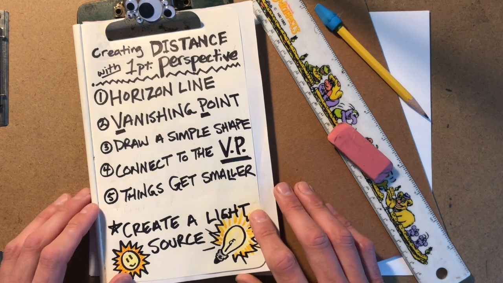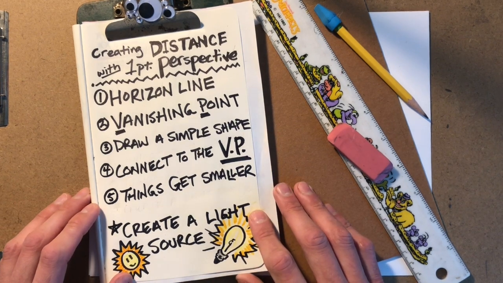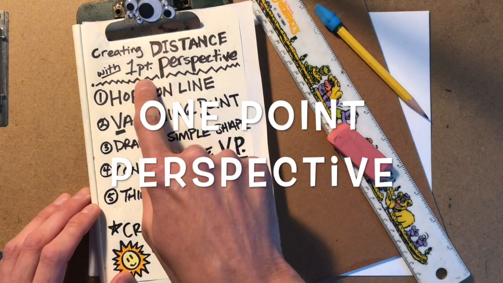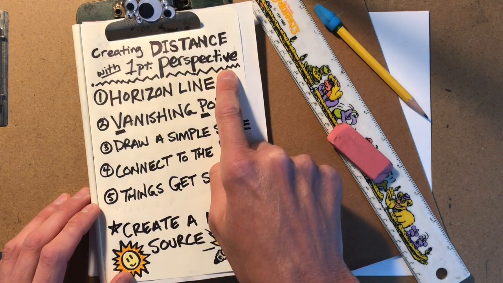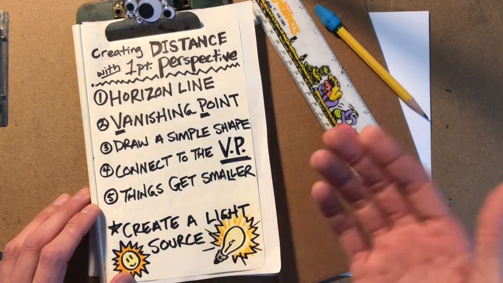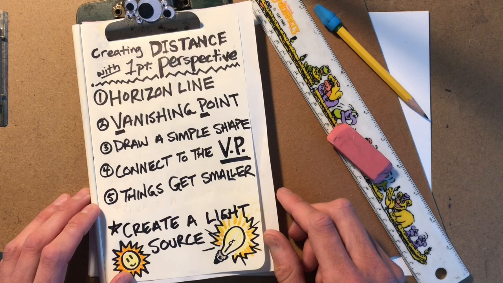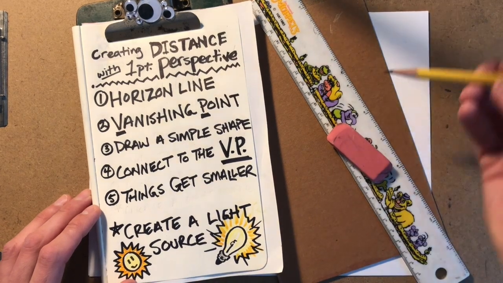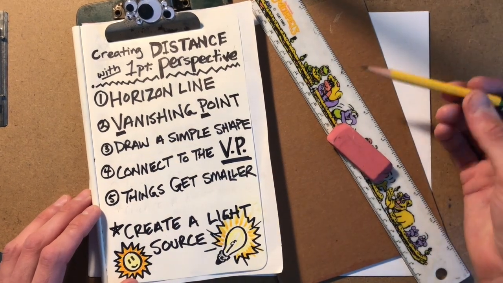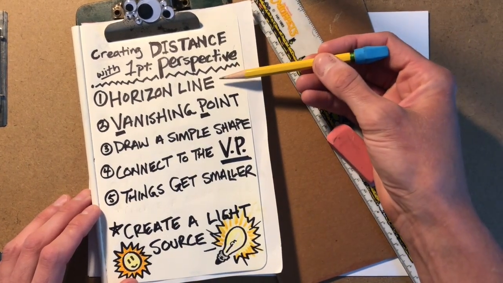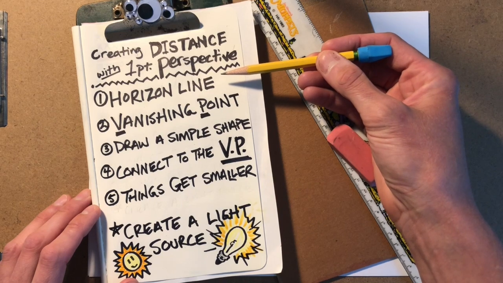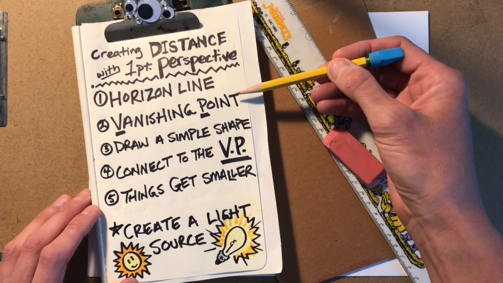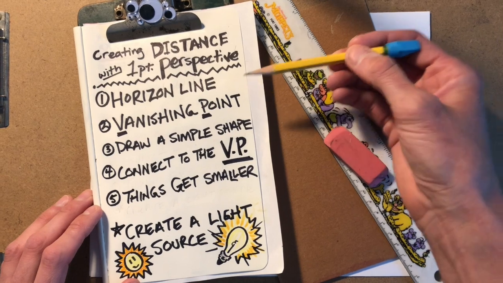And welcome back. Today we're going to talk about creating distance with one-point perspective. We use one-point perspective as a strategy for creating the illusion of depth on a two-dimensional surface. Some important things we'll be practicing in today's lesson are: what is a horizon line and how do you create one? What is a vanishing point and how do you create one?